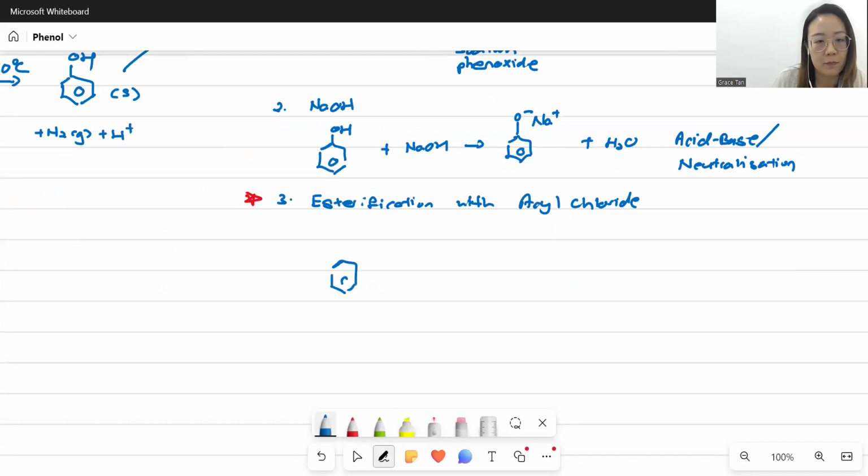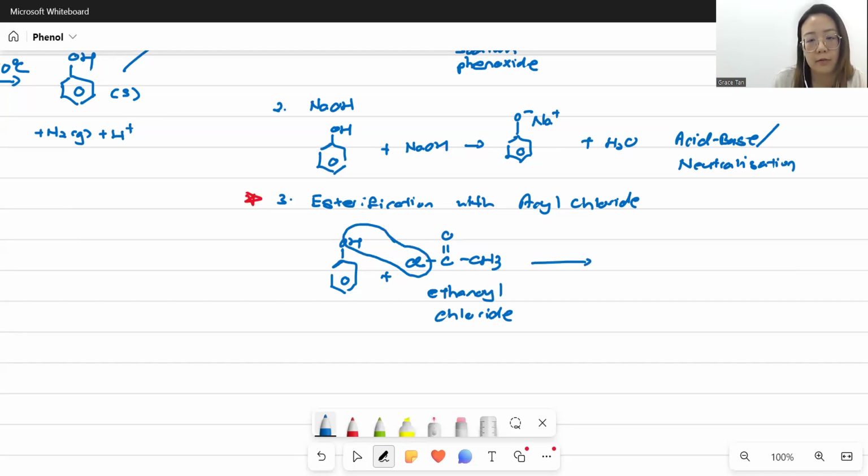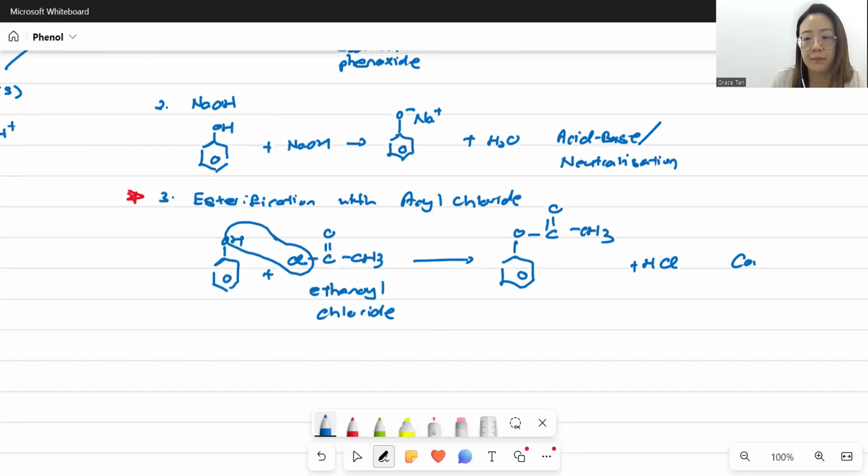I'll draw a phenol and we draw an acyl chloride. I'd like to draw it this way. This compound is called ethanoyl chloride. Then we will remove a small molecule, and therefore you will form an ester bond like this, plus HCl. Now, what type of reaction is this? If we're talking about type, then the type is condensation. Please don't write esterification as your type of reaction. Please write condensation. How do we name this product, which is your ester? We call this ethyl benzoate.